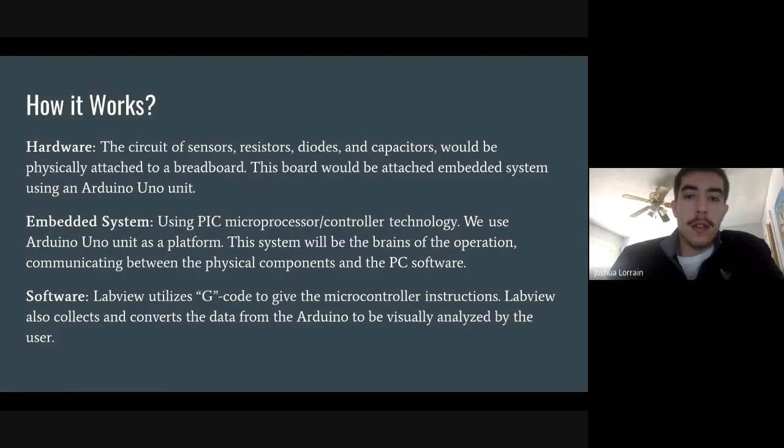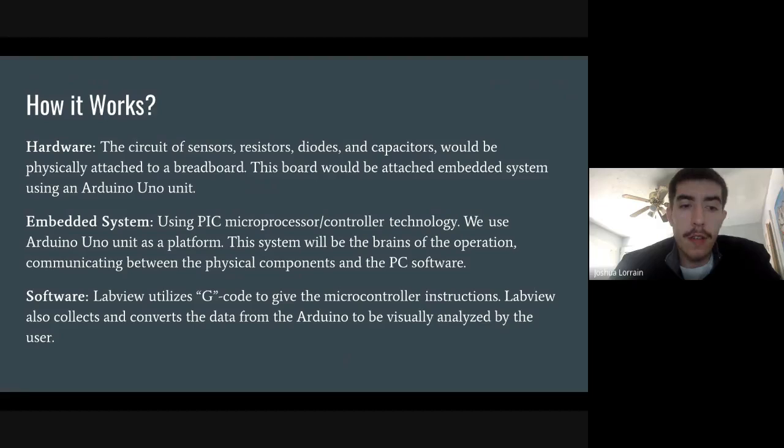All right, basic little how it works. The hardware is a circuit of sensors, resistors, diodes, and capacitors. It would be physically attached to a breadboard. This board would be attached to the embedded system using an Arduino Uno unit, and then get to the embedded system using PIC microprocessor/controller technology. We use Arduino Uno as a platform. The system will be the brains of the operation, communicating between the physical components and the PC software.